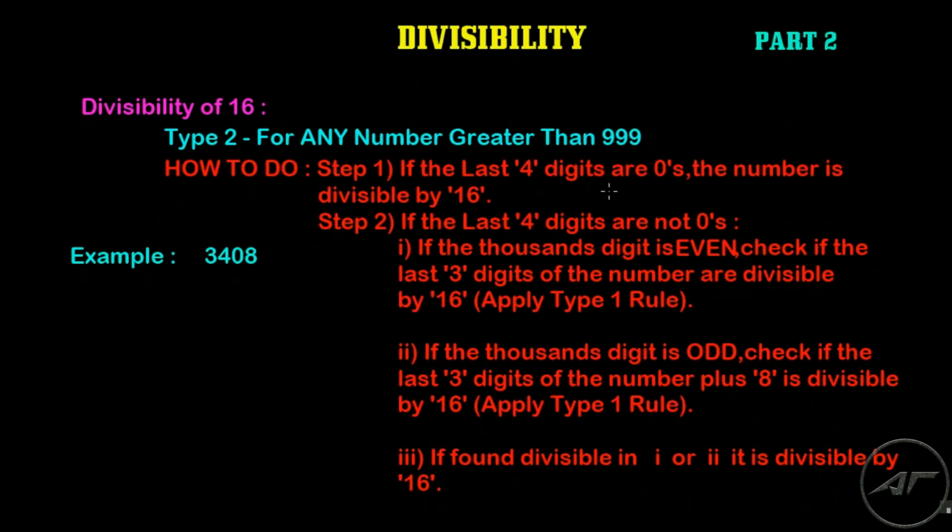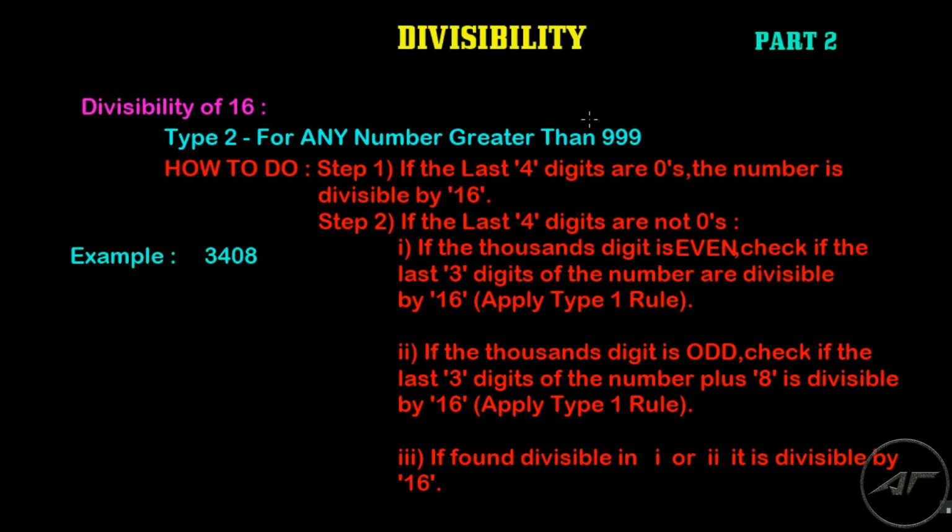Now the rule goes like this: if the last 4 digits of the number are zeros, then the number is divisible by 16. For example, if you are given 10,000, the last 4 digits of the number are zeros, therefore this number is divisible by 16. Now let's check out step number 2, which tells us what we do if the last 4 digits of the number are not zeros.